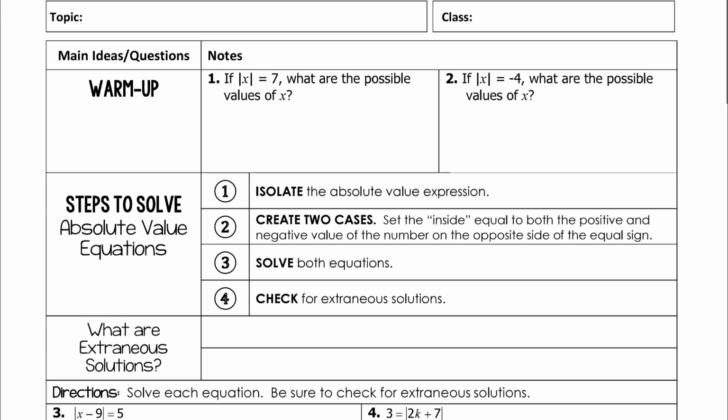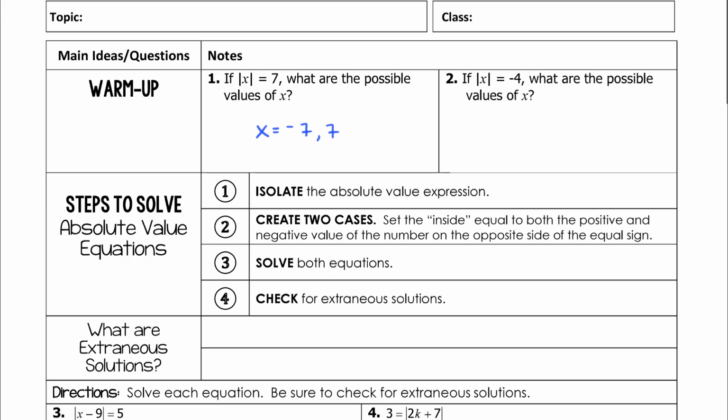And we're going to see that here with warm-up number 1. If the absolute value of x is 7, what are the possible values of x? Well, we know that it has to be x is either -7 or +7 because the absolute value of both of those numbers is 7.